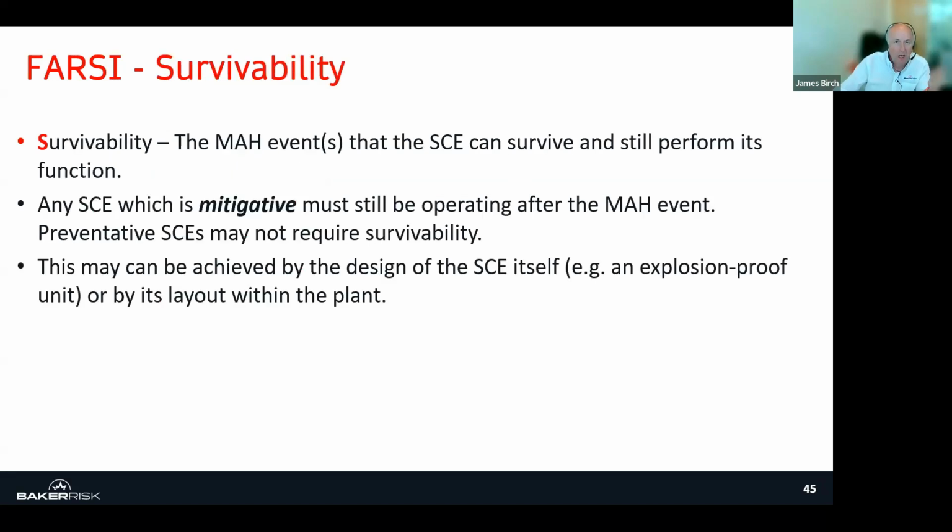Survivability. I want those lights to be there and working, but can I buy emergency lights which are fireproof or blast proof? Well, I may have to consider that in terms of where I mount them in the plant. So each of these considerations needs to be outlined.